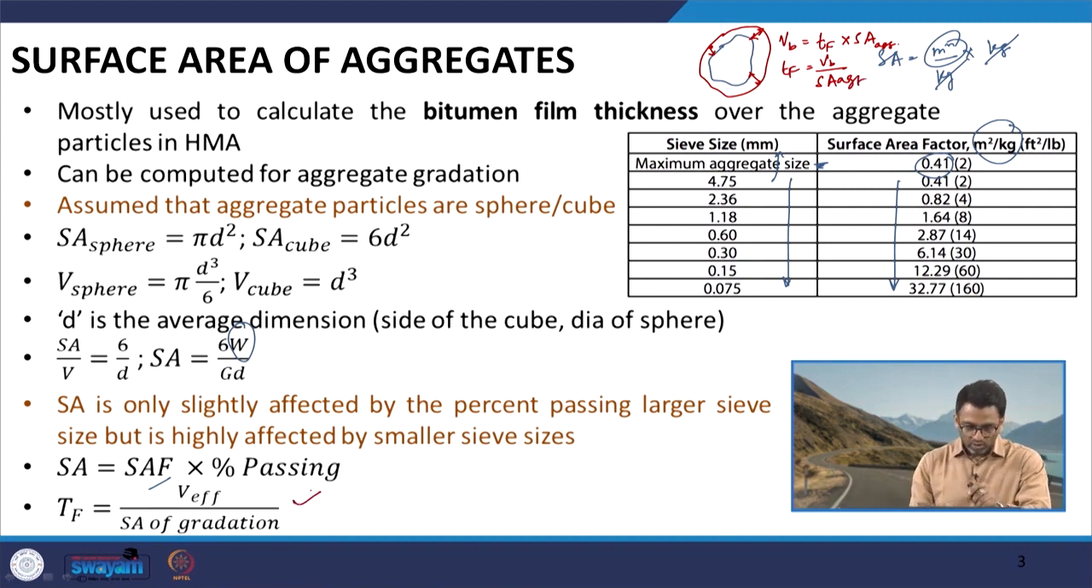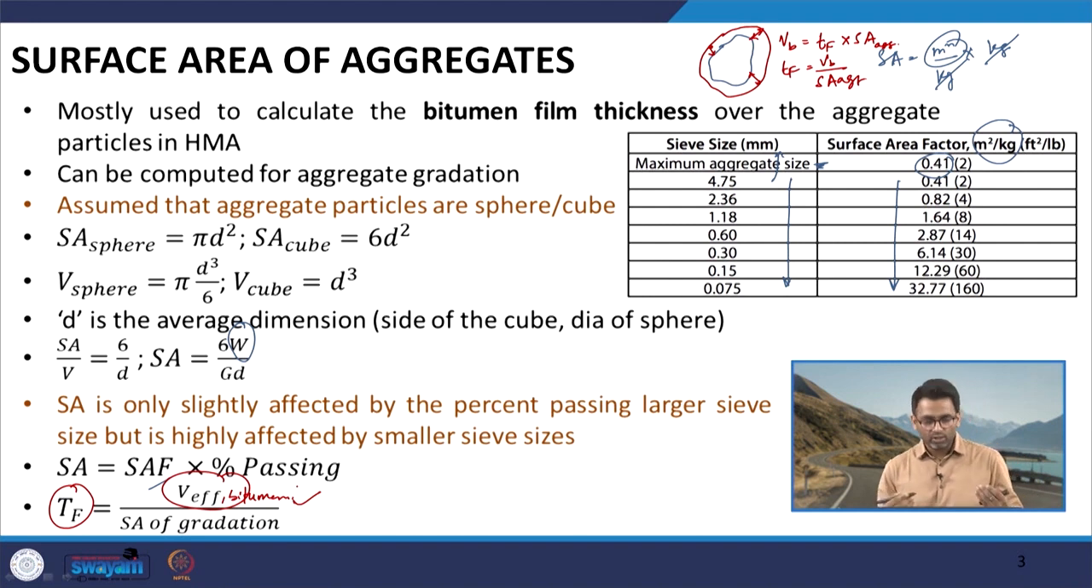what is written here. Because we are discussing in terms of gradation, the formula says that film thickness is equal to volume of, it should be bitumen, actually effective bitumen. We will discuss later about this terminology effective bitumen, but let us say this is the volume of bitumen, and the surface area of the aggregate gradation. So, this is how you will calculate the film thickness, but not in our discussion today, later. Today we are just trying to understand the estimation of surface area of aggregates.